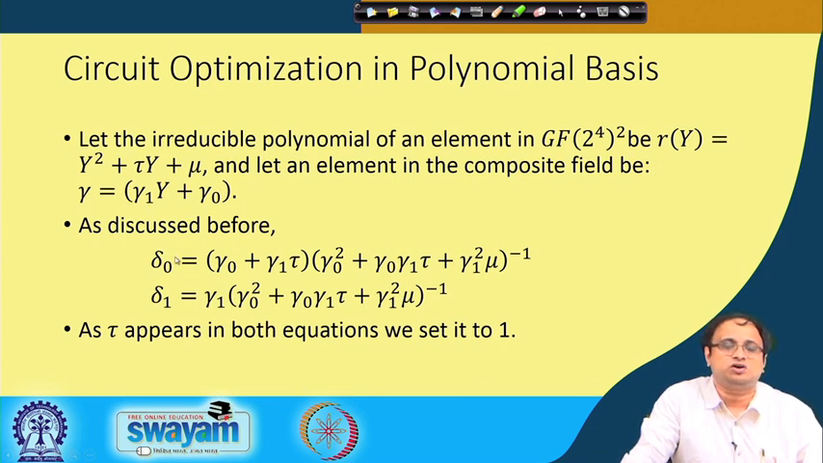So, this is what we have already discussed in one of our previous classes, how you can write the inverse of gamma, say gamma 1 y plus gamma 0, as delta 1 y plus delta 0, and therefore delta 1 and delta 0 can be enumerated in this way. This is something that we have already discussed, so I am not repeating that derivation, but I am trying to stress here that tau, for example, appears in both the equations. And that is essentially what is motivating us to set tau as 1, so that both the equations get simplified. As tau appears in both the equations, we set it to 1.